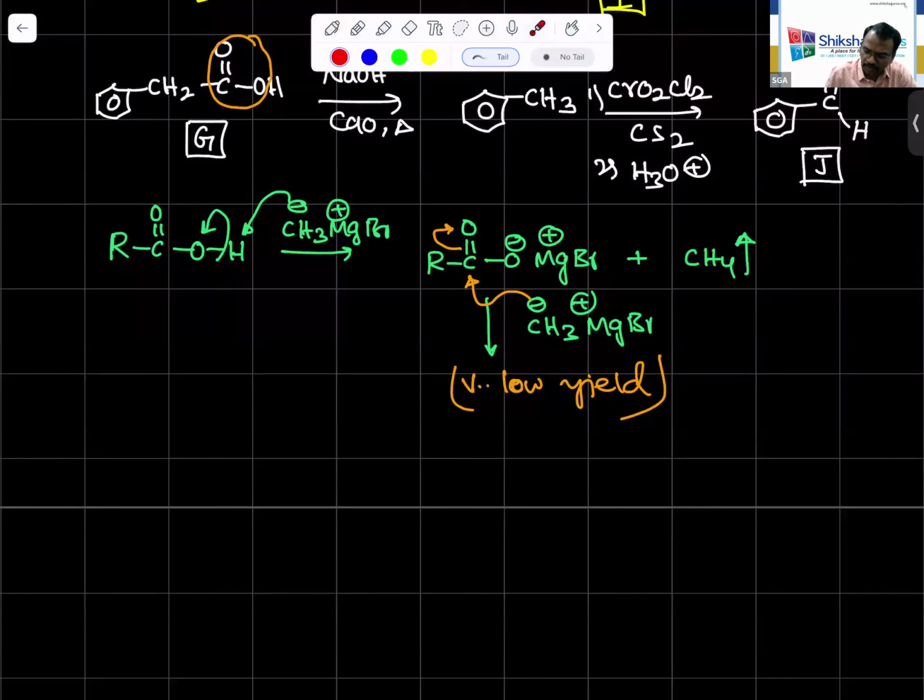When pi bond electron polarizes towards oxygen, carbon gets a positive charge, and O minus participates in resonance. On this carbon atom, positive charge density decreases, meaning electrophilicity decreases. Therefore, Grignard reagent can't attack here easily. Therefore, it produces very low yield, which is not considerable. Low yield means practically no. That means here also we are not getting any tertiary alcohol.